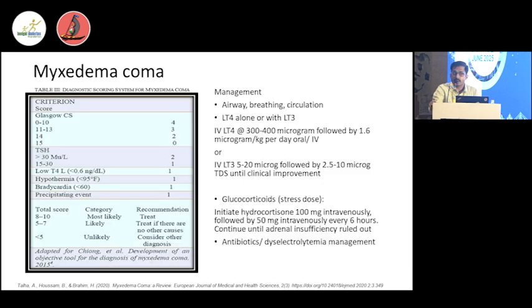And if the hypothalamo-pituitary adrenal axis status is not known, or if the patient is hemodynamically unstable, then we should start glucocorticoid before giving levothyroxine.